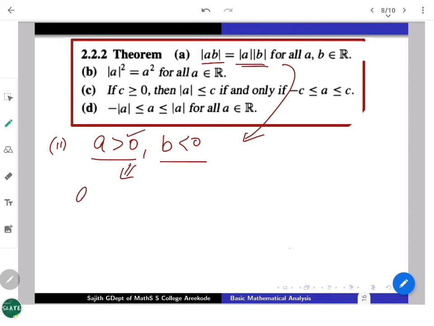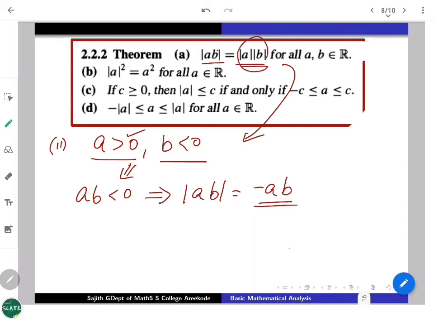This should imply AB is negative. But AB less than 0 should imply, by the definition of modulus, mod AB should be the additive inverse. So this has to be minus AB. Whatever AB you have written, minus AB has to come. So the additive inverse has to come.